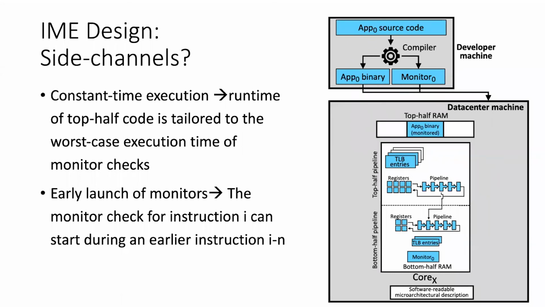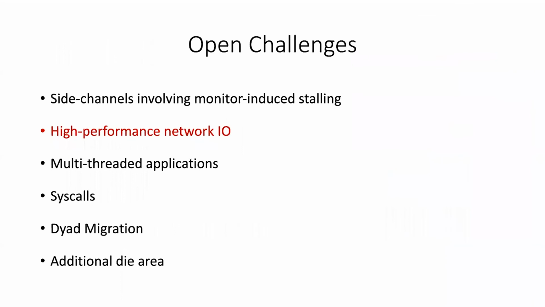But again, it depends on the top half ISA level register state being ready for the bottom half pipeline to perform that check. The second challenge is how do we reason about high performance network IO, because in order to perform IO, again, the hardware will have to switch out of monitored mode to non-monitored mode, just like SGX, which will have a significant performance overhead.